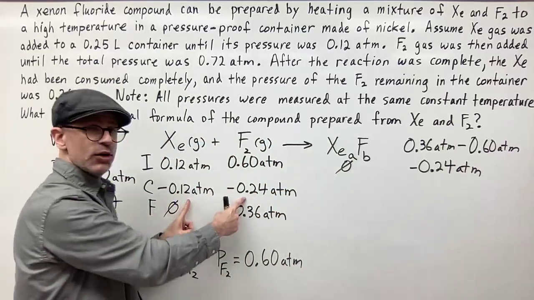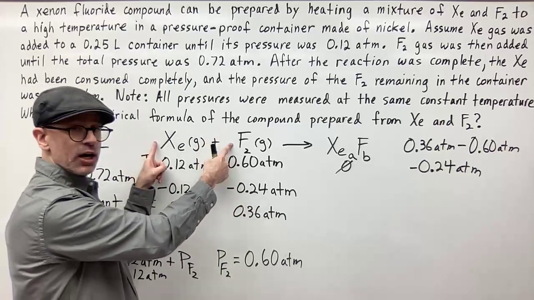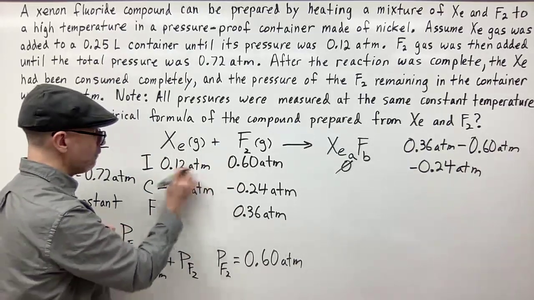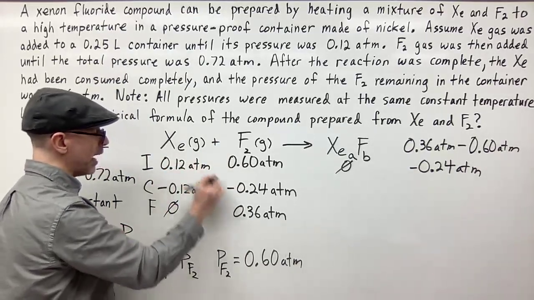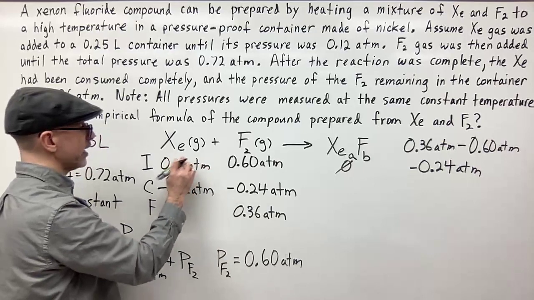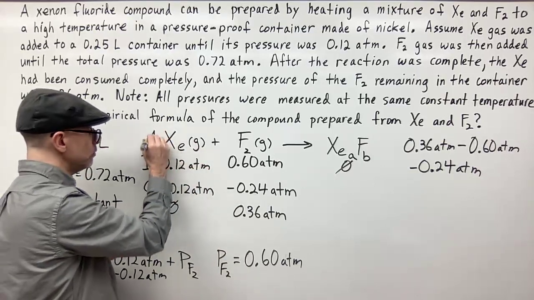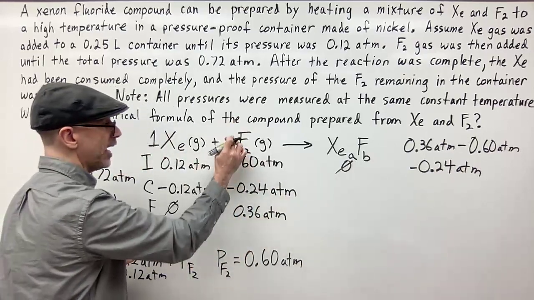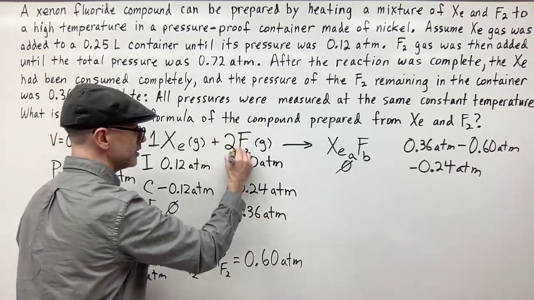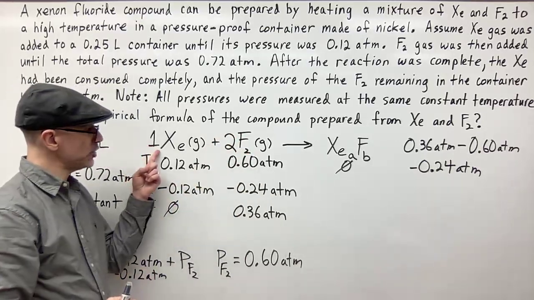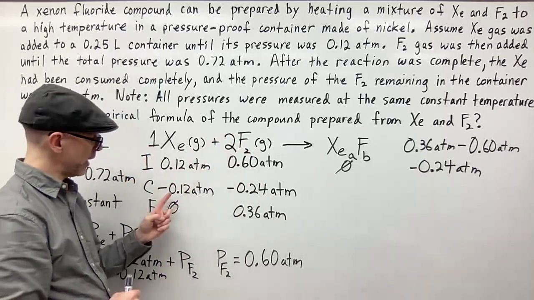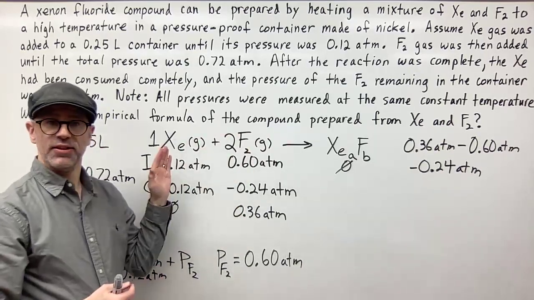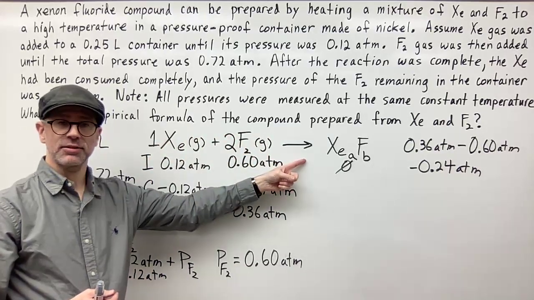So this tells us what the coefficients are in the balanced equation. So for every one amount of my xenon, I lose double the amount of my fluorine, F2. So that means this is a 2. So the ratio here is 1 to 2 based on the change. Well, what does that mean? This should be a balanced equation, right?